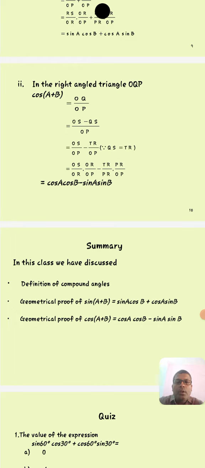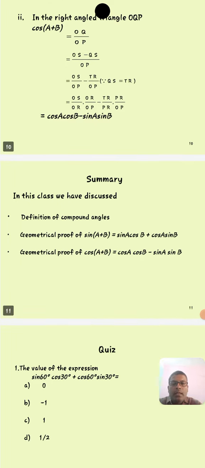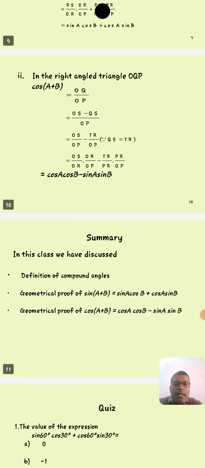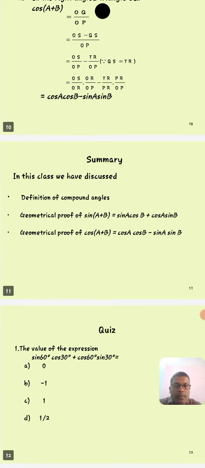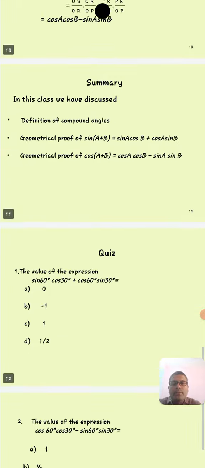The geometrical proof of cos of A plus B. What is the formula of cos of A plus B? Cos A cos B minus sin A sin B. So you have to remember these two formulas are very important, and also remember them to the end of this trigonometry. These are the basic formulas: sine of A plus B and cos of A plus B. In this class we learned the definition of compound angles, and then how we can prove the sine of A plus B and cos of A plus B formulas. So you have to remember sine of A plus B and cos of A plus B.